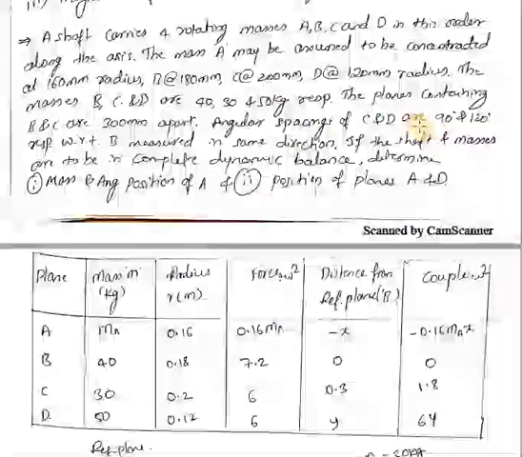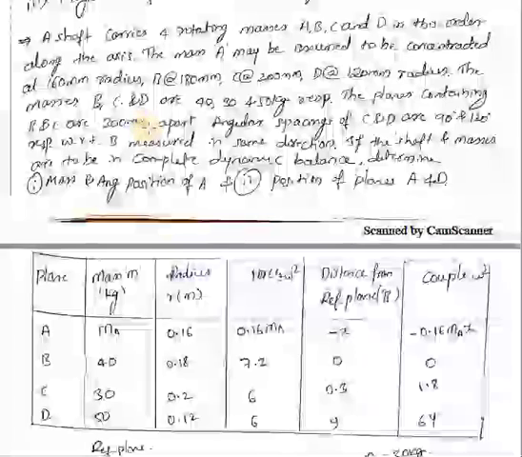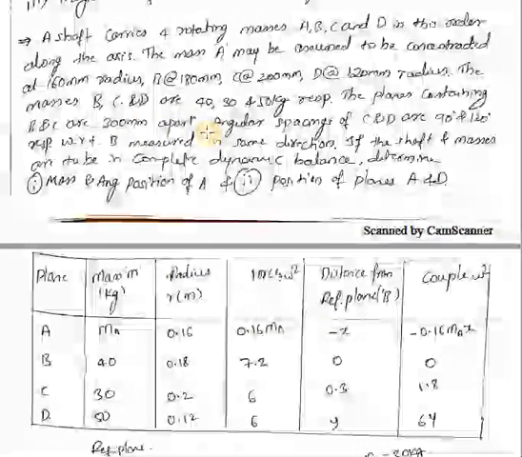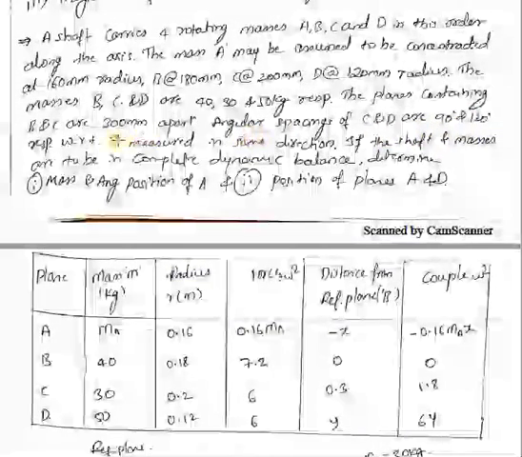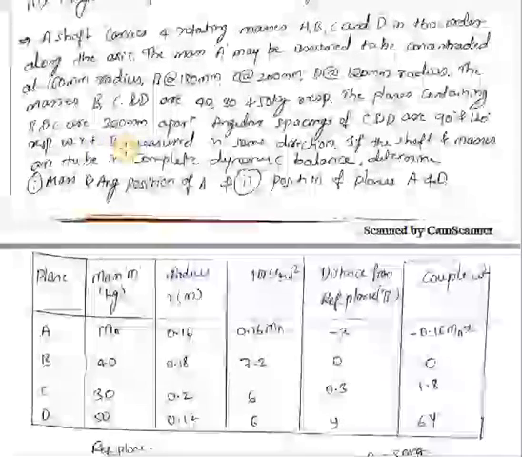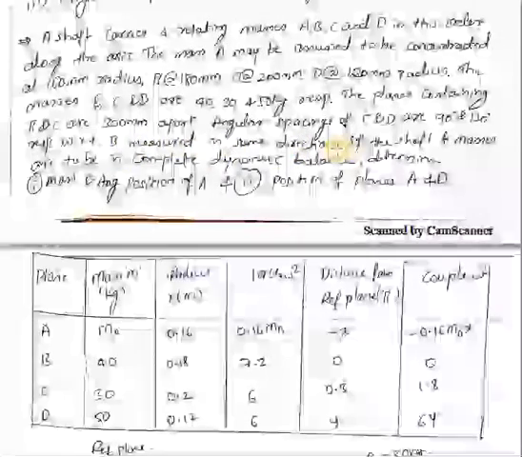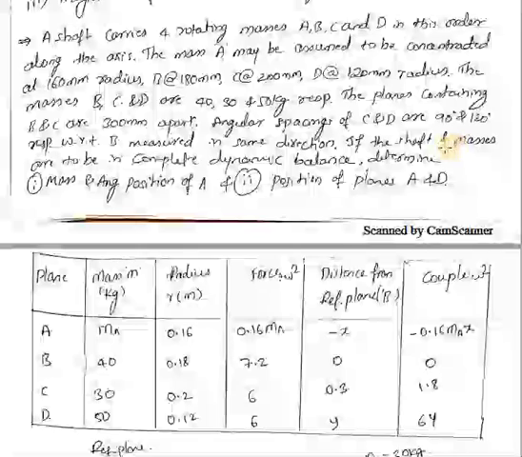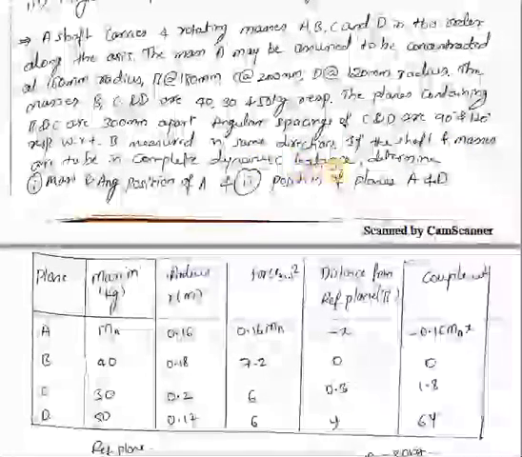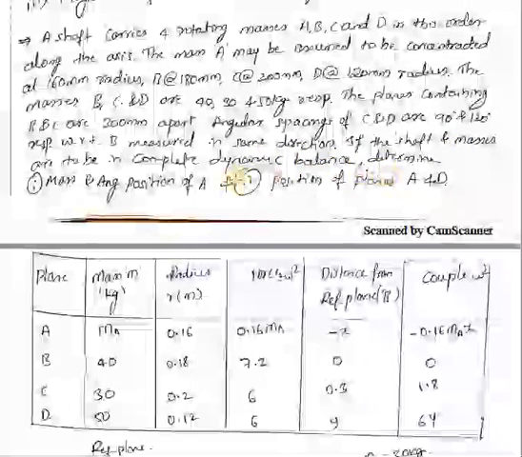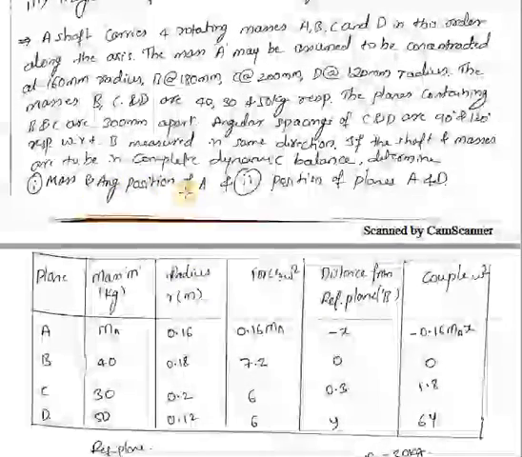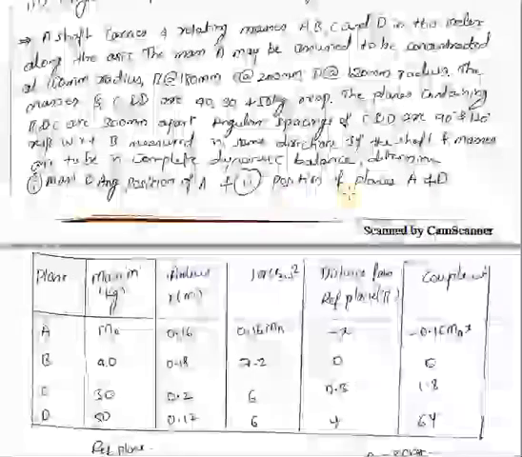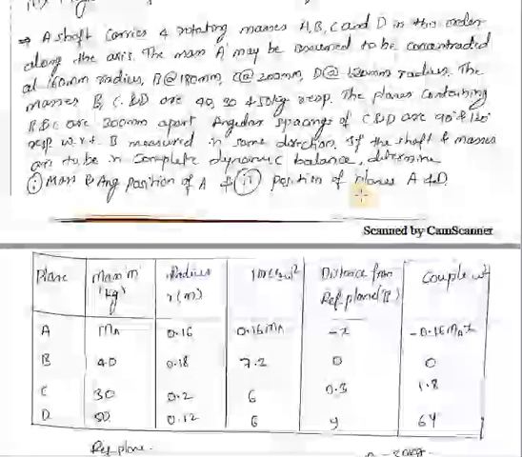The planes containing B and C are 300 mm apart. Angular spacings of C and D are 90 degree and 120 degree respectively with respect to B, measured in the same direction. The shaft and masses are to be in complete dynamic balance. Determine first, the mass and angular position of A, and second, the position of planes A and D.